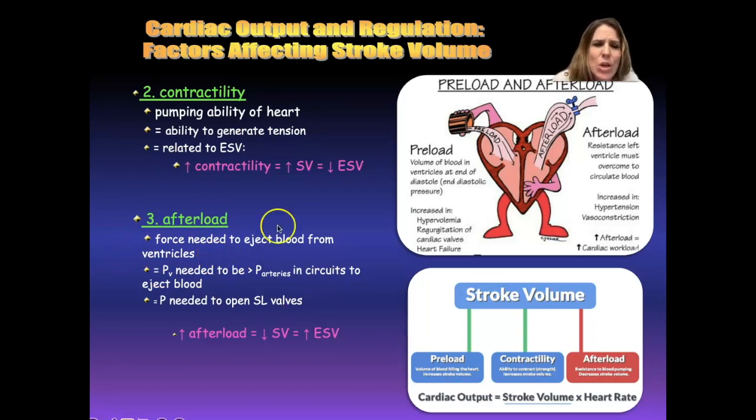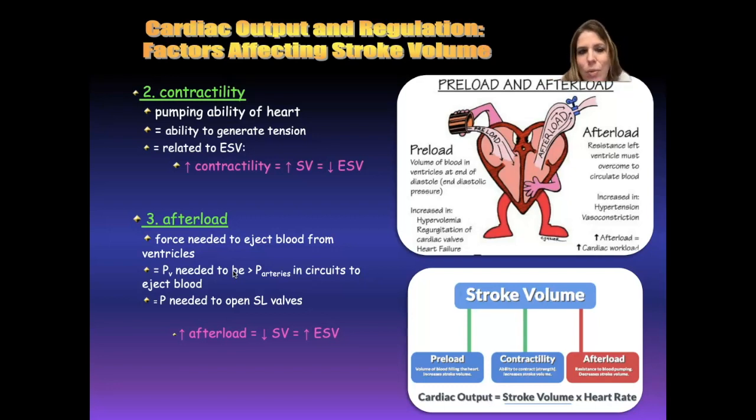And so this goes back to those pressure gradients that we've been talking about. So afterload is essentially the pressure that you need in the ventricles to be able to overcome the pressure in the arteries within the systemic circuit of the body. So how much pressure is the whole system under that the pressure in the ventricles needs to exceed in order to pump that blood through the body. And so that's called the afterload.